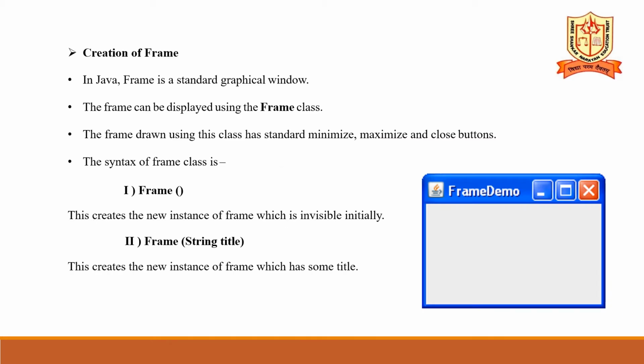In this slide, we will see the creation of the frame. In Java, a frame is a standard graphical window. The frame can be displayed using the Frame class. The Frame class has standard minimize, maximize and close buttons. The syntax of the frame: the first constructor creates the frame without a title, and the second constructor creates the frame with the title name. Here, FrameDemo is the name of the frame.